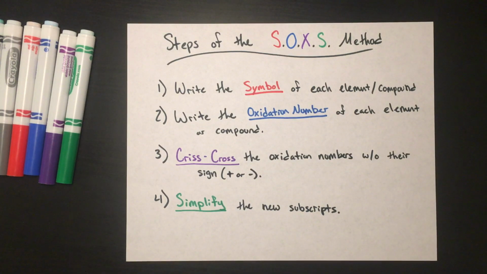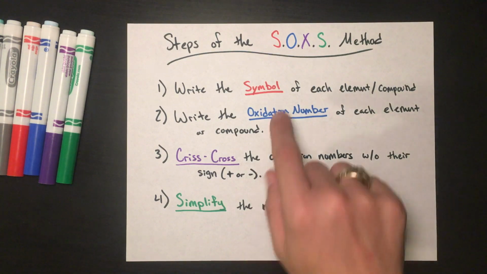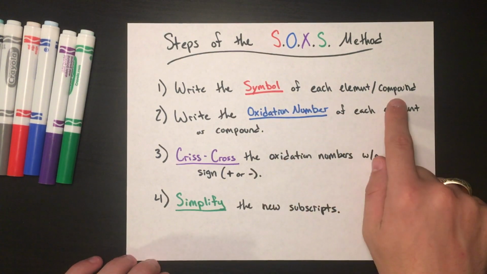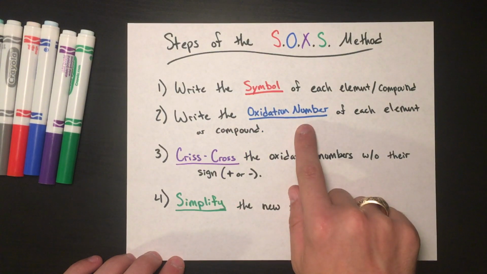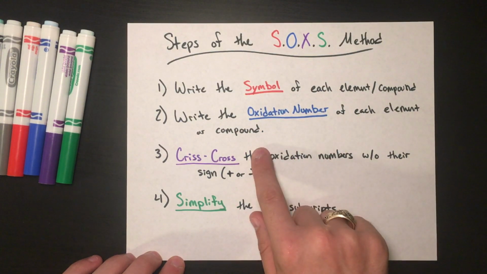Here are the steps to writing an ionic compound. It's called the S.O.X.S method. First, you write the symbol for each element or compound. Then you write the oxidation number of that element or compound.